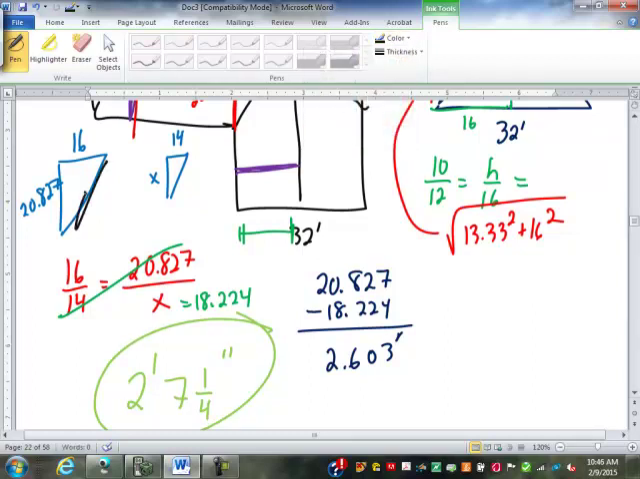Now we could find the valley corner rafter, which is this one right here. That's just going to be the 20.827 and the 16 squared. We won't bother calculating that out right now. I'm going to assume you guys can handle that on your own. Just the square root of the 20.827 squared plus 16 squared.